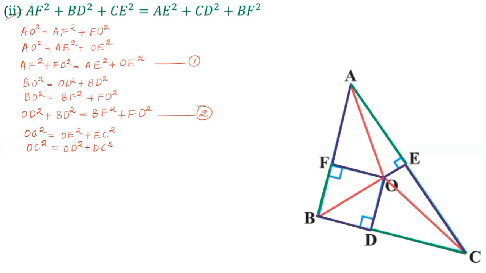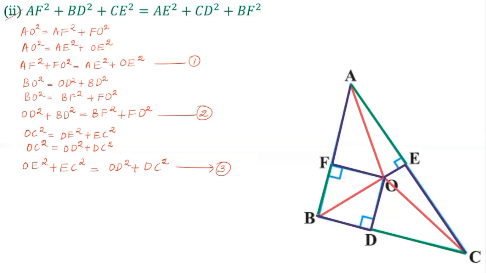Now, observe these two equations where OC square is common. So, we can write OE square plus EC square is equal to OD square plus DC square, because both are equal to OC square. Take it as equation 3.